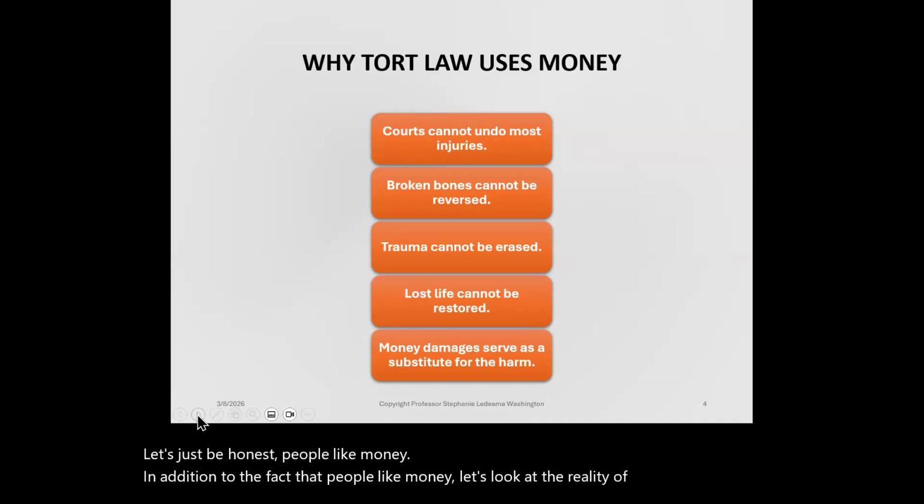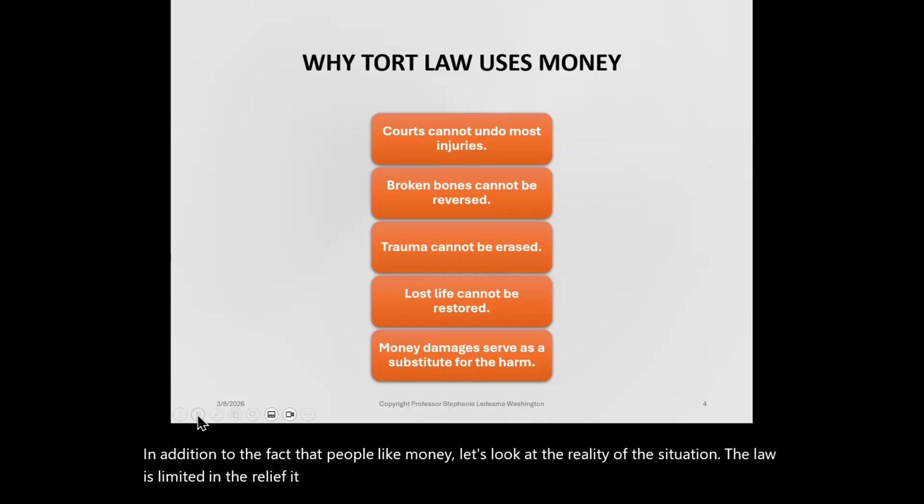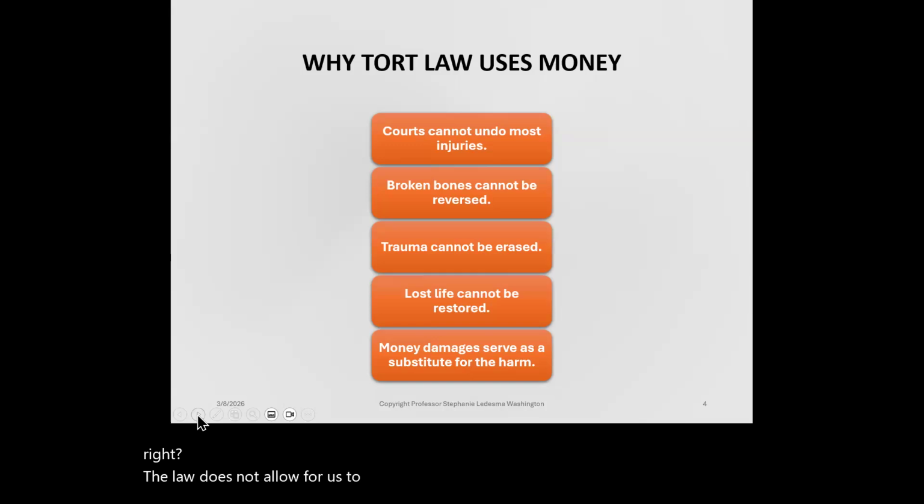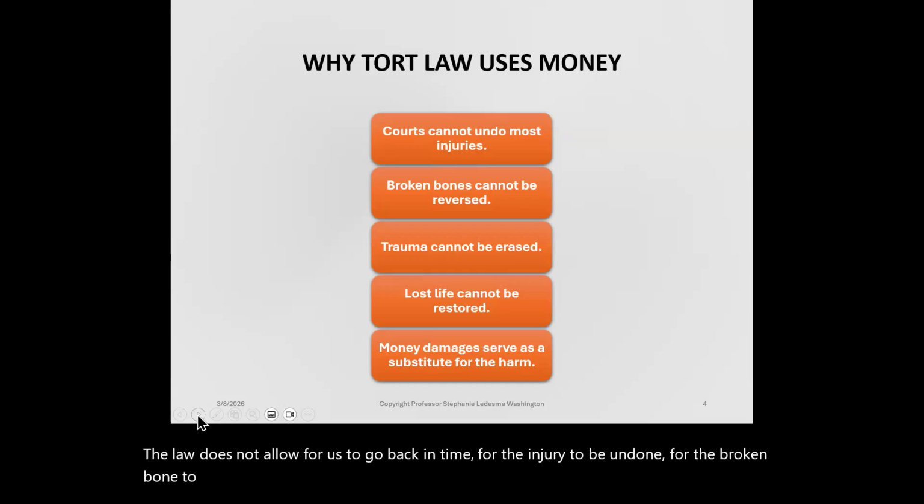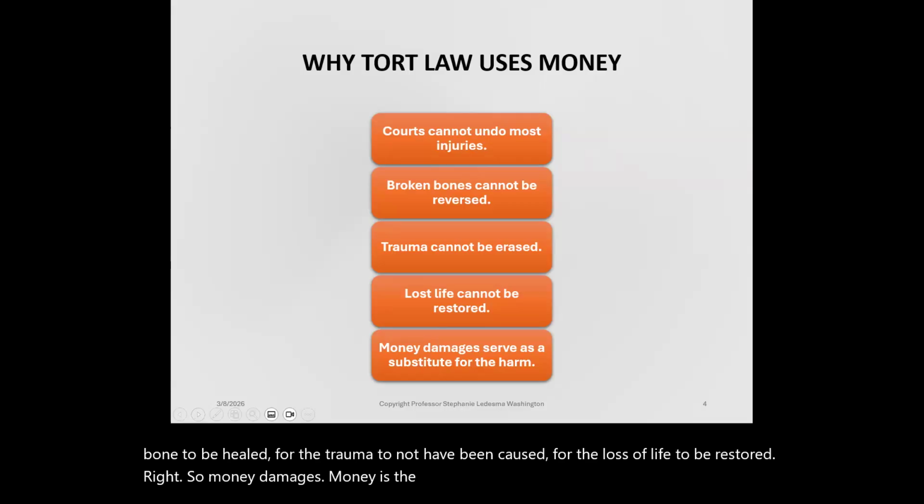The law is limited in the relief it can offer those that the law has deemed to be harmed or injured, right? The law does not allow for us to go back in time for the injury to be undone, for the broken bone to be healed, for the trauma to not have been caused, for the loss of life to be restored, right? So money is the currency that currently serves to substitute those harms and injuries.